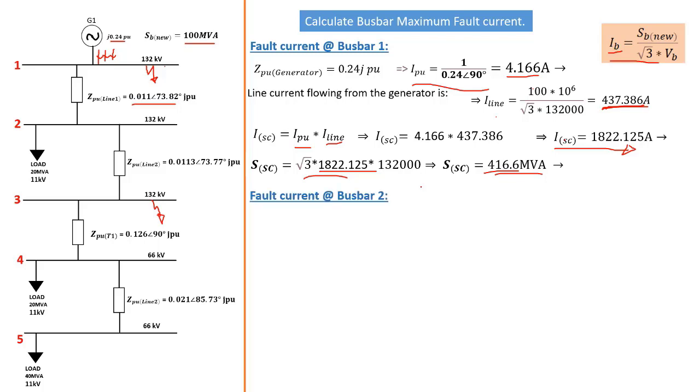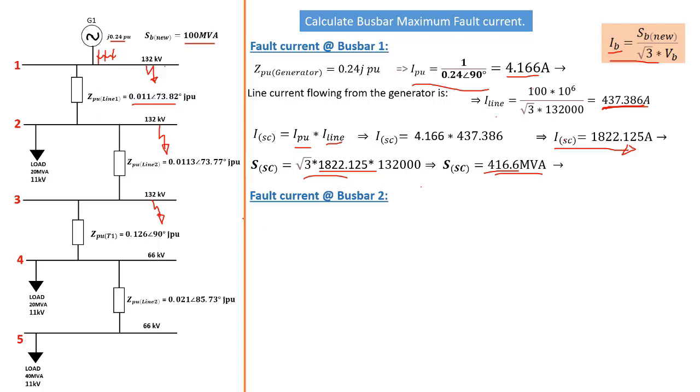Now, moving on to busbar 2. For busbar 2, we're going to follow the same process: calculating the total impedance on the path where the current is flowing. The current is going to flow from the generator down to this bus bar, down line 1 and to this bus bar here. So we want to know the magnitude of the short circuit current on this bus bar.